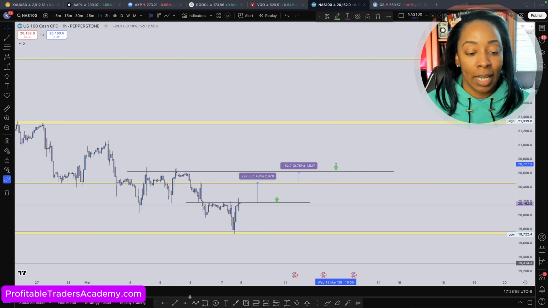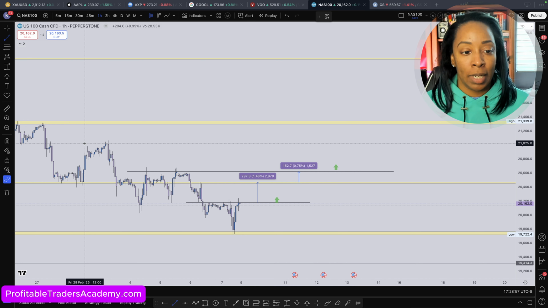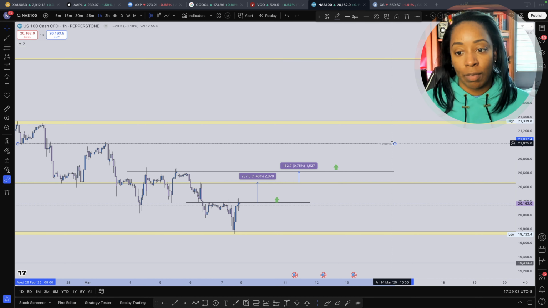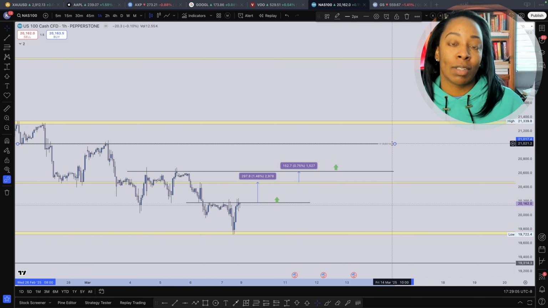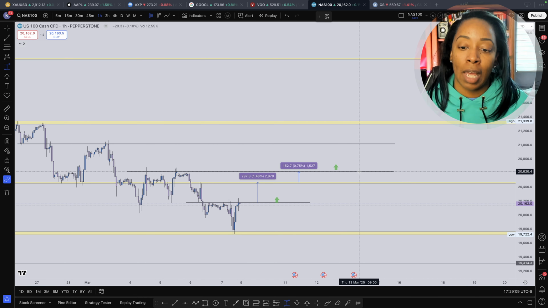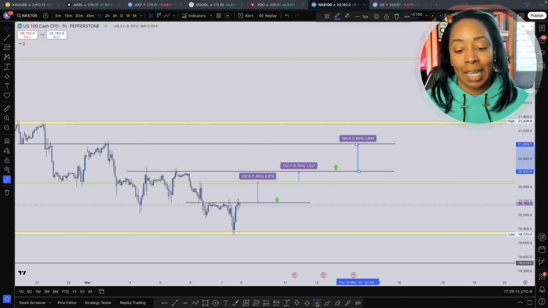And then my third idea going up would be above this resistance level right here. And this resistance level is sitting at 21,021. And this range looks like it has a lot more space. Yeah, that's almost 400 points inside of this market.